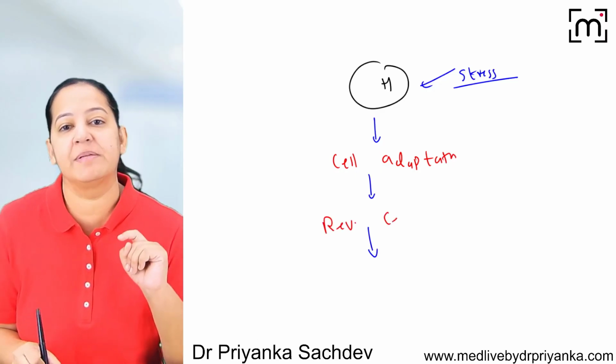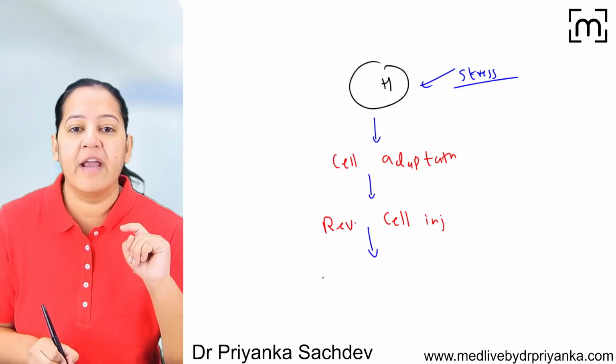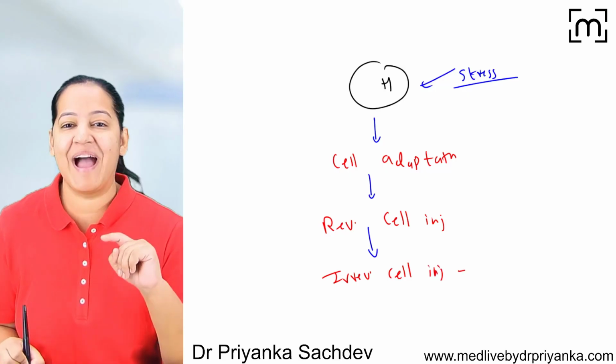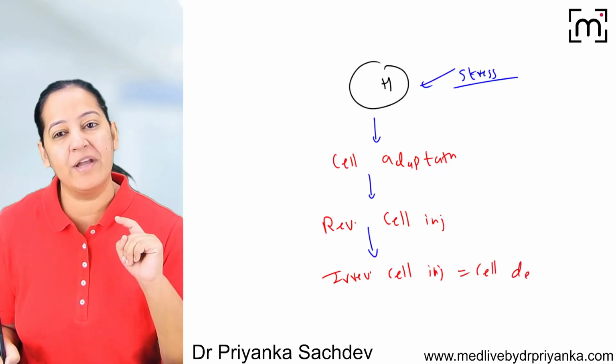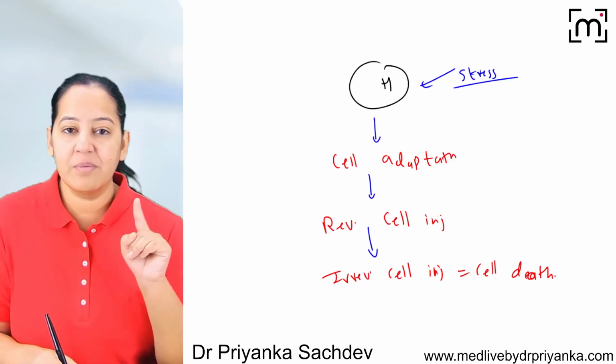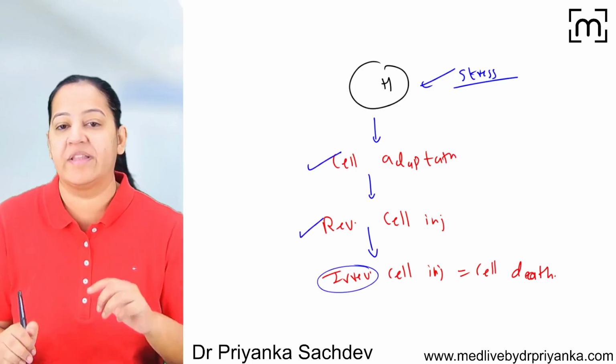There will be reversible cell injury. And if this stress is still continued and it's very severe, it will convert into irreversible cell injury. By irreversible cell injury, I mean the cell will die. It is equivalent to cell death. So this one is reversible, this one is reversible, but this one is irreversible even on removing the stress.